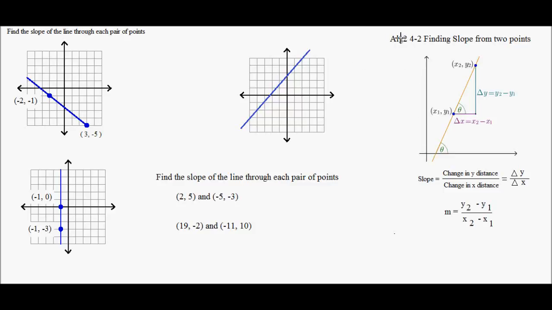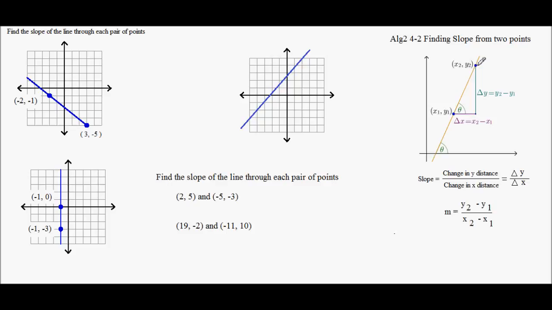This is Algebra 2, Lesson 4-2, Finding Slope from 2 points. So now we're just going to use the slope formula using 2 points. So we get x2, y2, and x1, y1.